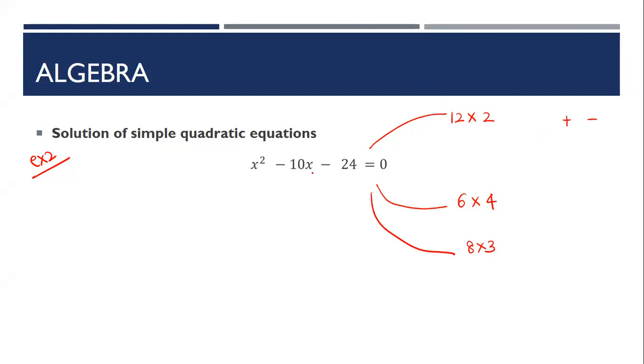So here minus 24 and plus minus 10x. So the values are minus 12 and plus 2. So if we consider minus and plus in 6 by 4 one, we are not getting the minus 10. 8 by 3, we are not getting the minus 10 one. So only minus 12 and plus 2 is the values. So we can write x square minus 12x plus 2x minus 24 is 0.